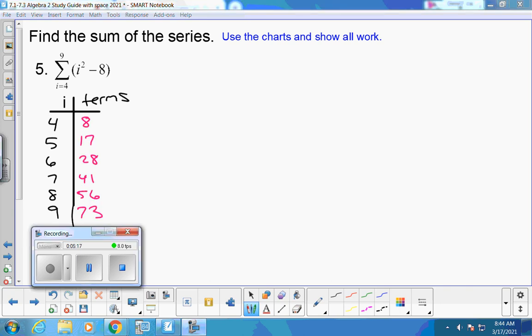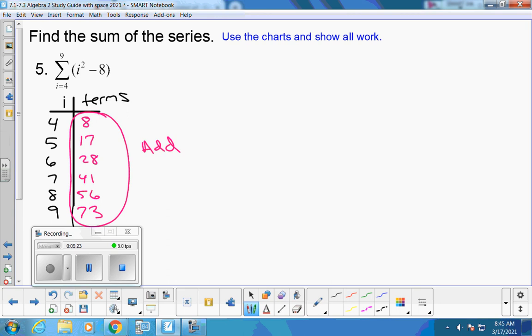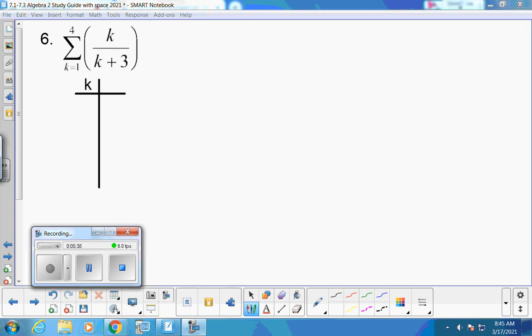Okay, I got my chart all the way filled out. And now what we want to do is take the actual terms themselves and add them together. And that will be your overall sum of these series. I'll give you a second to add on, but I got 223, so just check that you get that same answer. All right, number 6.